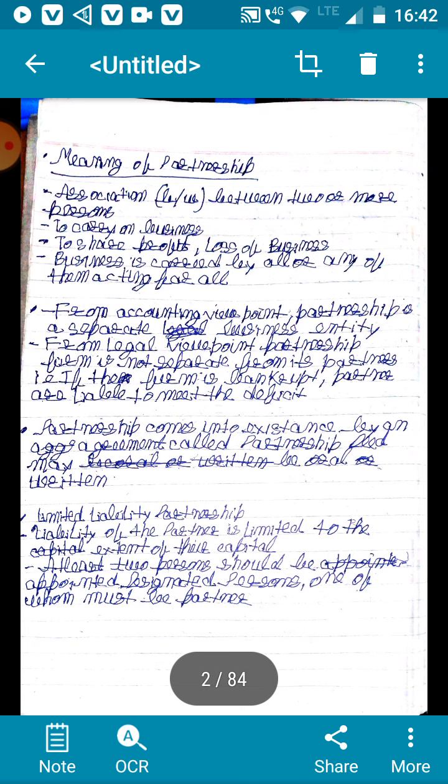Meaning of partnership. Partnership is an association between two or more persons to carry on a business, to share the profits and losses of the business, and the business is carried on by all or any of them acting for all.